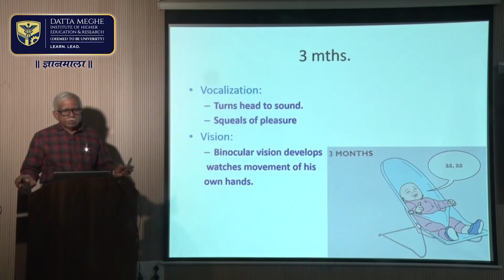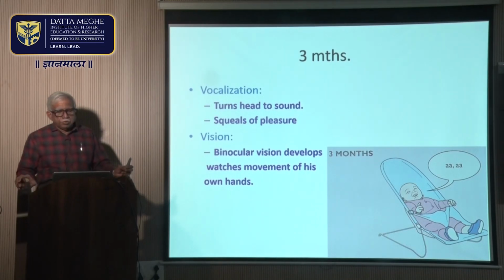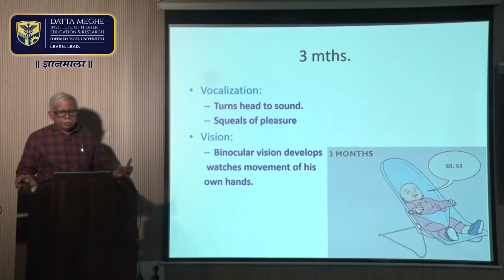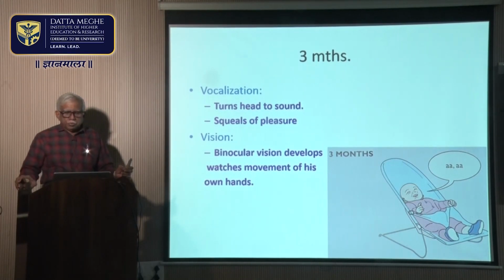Child tries to vocalize and turns toward the sound at 3 months, and he squeals with pleasure. If somebody is approaching him, he squeals with pleasure because he thinks that he is being taken up in the lap, and therefore he shows a pleasurable gesture. Binocular vision starts developing by 3 months of age, and he watches the movements of his own hands.